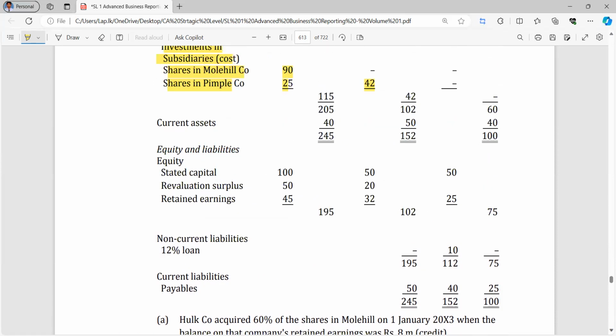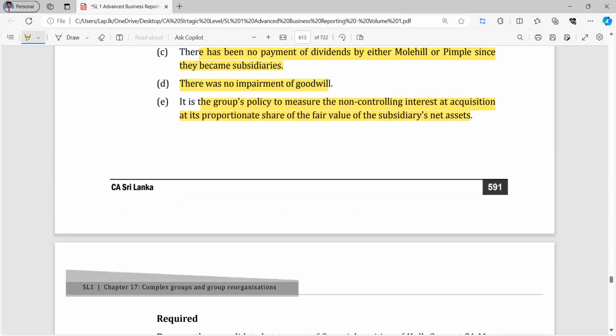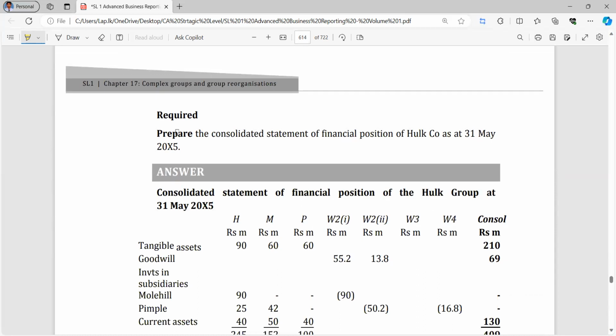With that, the Hulk acquired 60% of the M when the retained earnings stood at 8 million credit. The Hulk acquired 20% of the Pimple Co, and M acquired 60% of the Pimple Co when the retained earnings stood at 15 million, right? This is a D-shaped group structure because the parent is holding a direct interest in the subsidiary, and the subsidiary also made an investment to acquire the subsidiary, right? So we are required to prepare the consolidated statement of financial position.